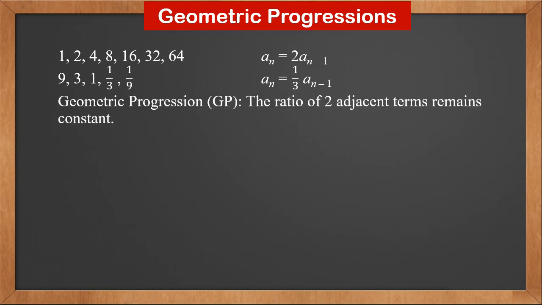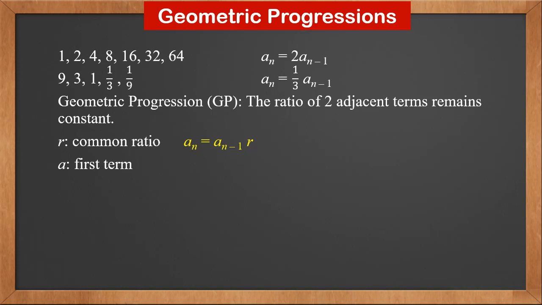These are geometric progressions, or GP. In a GP, the ratio of two adjacent terms remains constant. The ratio R is called common ratio. An is an minus 1 times R.